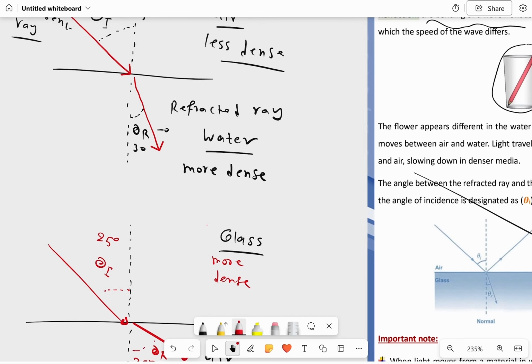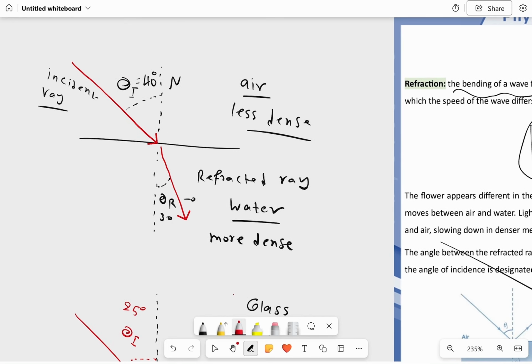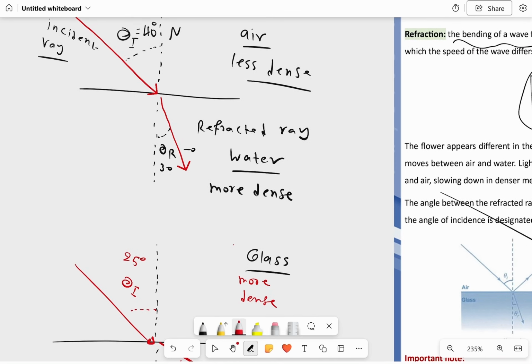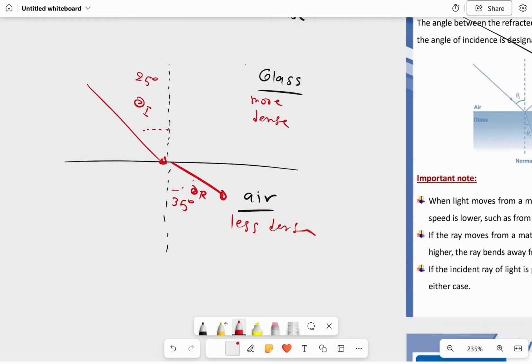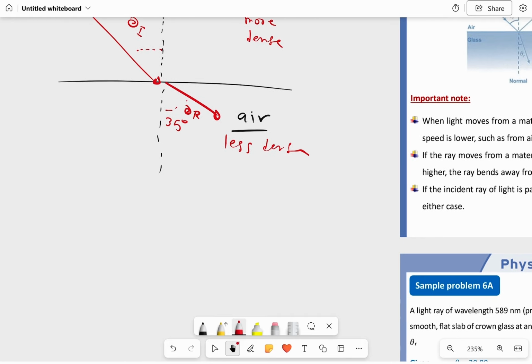So when light goes from a less dense medium into a more dense medium, it's going to be bending toward the normal line. And if it goes from a more dense medium into a less dense medium, it's going to be bending away from the normal line.